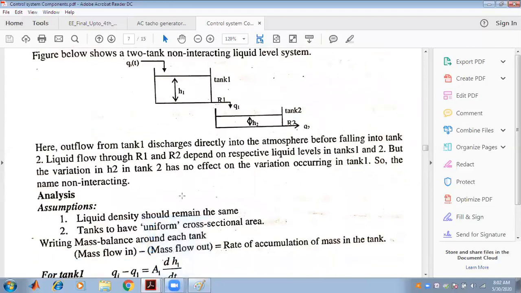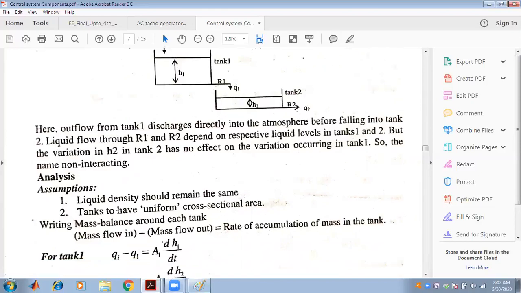Here the outflow of tank 1 is discharged directly to the atmosphere before falling into tank 2. Liquid flow through R1 and R2 depends on the respective levels of the tanks T1 and T2. But a variation in the height H2 in the tank has no effect on the variation occurring in tank 1. So this is called non-interacting, meaning there is no interaction between the two tanks, because variation of H2 has no effect on the variation occurring in tank 1.